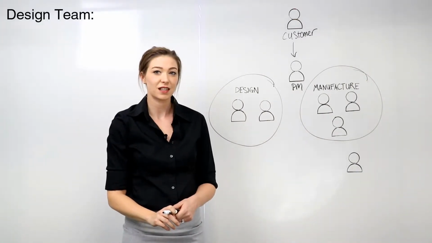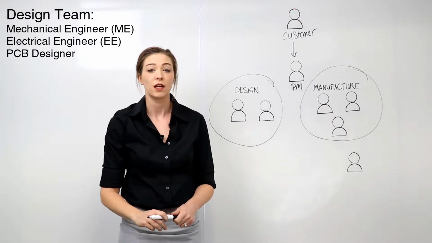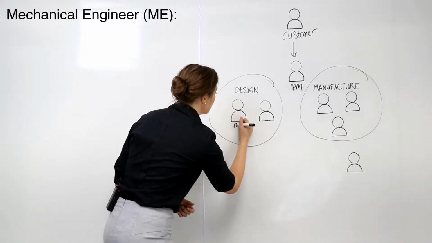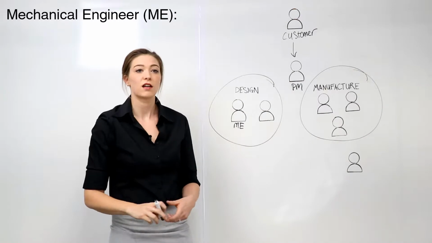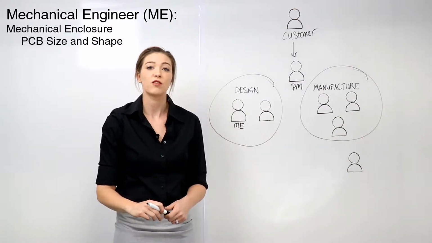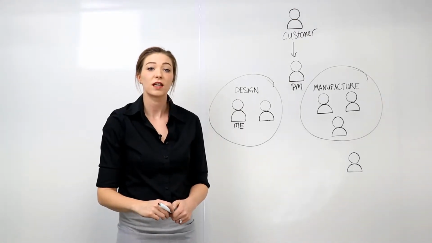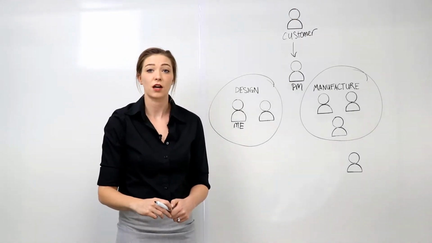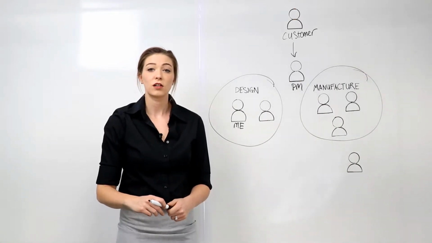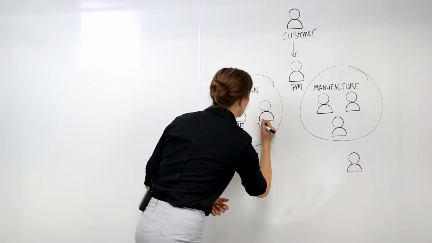The design team consists of mechanical and electrical engineers, as well as the PCB designer. The mechanical engineer is responsible for the design of the mechanical enclosure. This will dictate the size and shape requirements of the PCB. In many companies, roles are consolidating. The electrical engineer and the PCB designer are becoming one. Electrical engineers are now responsible for the full front-to-back design.